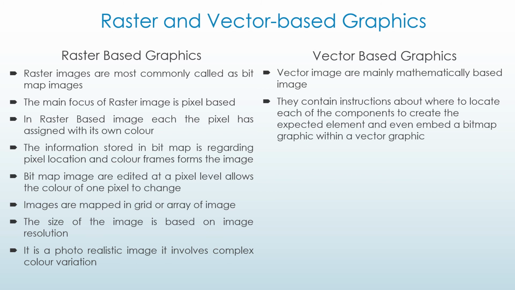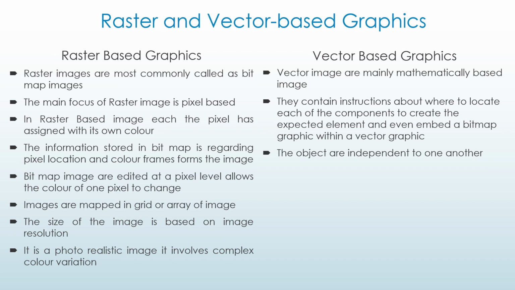As I said previously, a raster image has the pixel location and a color frame, but here it takes the information about where a component is actually located, from which x axis to which y axis. And it will also show us how a component has been created.